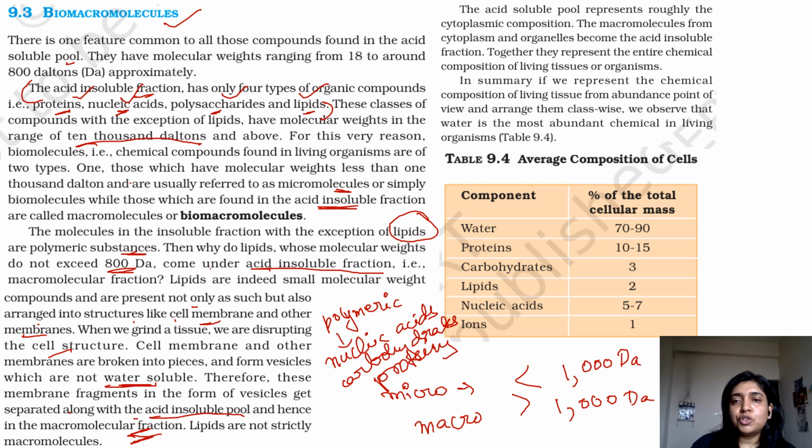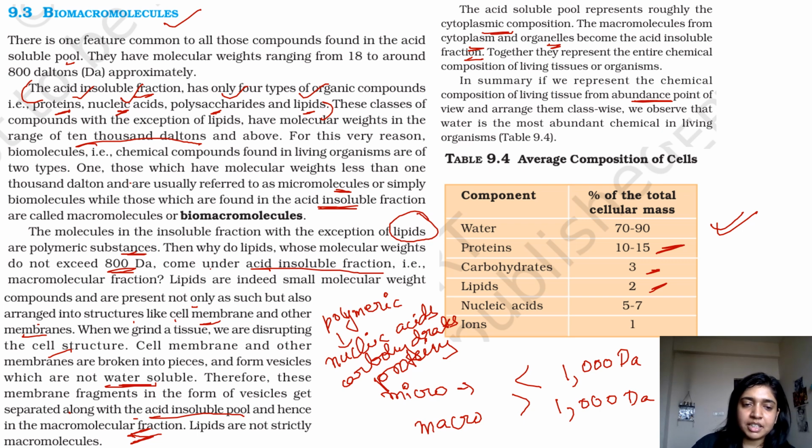So the acid-soluble pool represents roughly the cytoplasmic composition. The macromolecules from cytoplasm and organelles become the acid-insoluble fraction. Together they represent the entire chemical composition. In summary, if we represent the chemical composition of living tissue from the point of view of abundance and arrange them class-wise, majority of the questions have not come from this part, but it's interesting to know that the majority of the weight of our cells is by water.